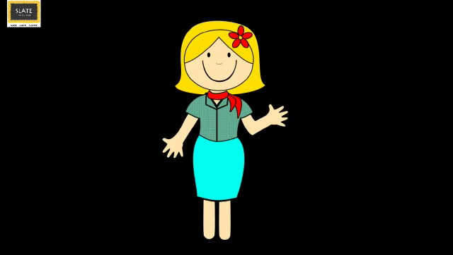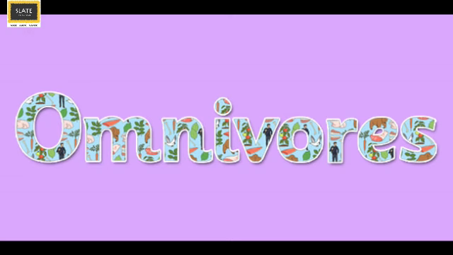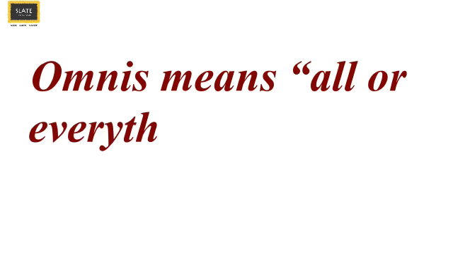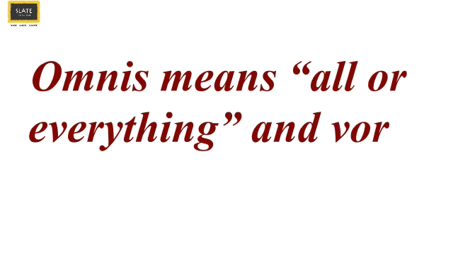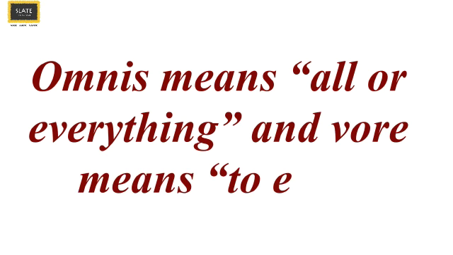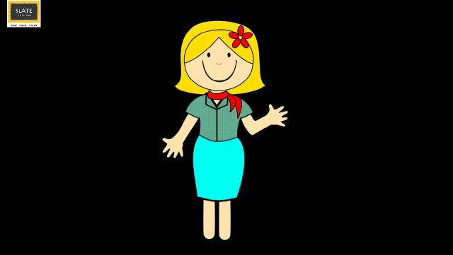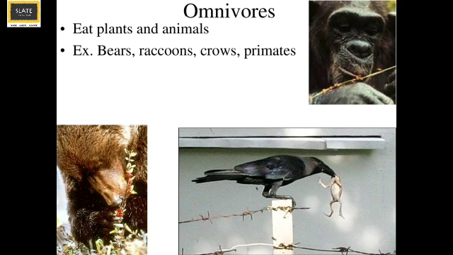So, Slaters, some animals eat both plants and meat. They are called omnivores. Omni means all or everything, and vor means to eat. Now we know that we are one of them, isn't it? Children, apart from human beings, crows, bears, and raccoons are also omnivores.